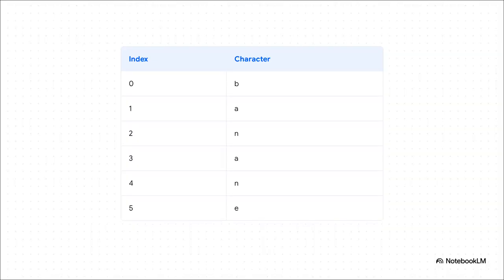And right here, this is probably the most important rule you need to know about strings. Take a look at those numbers on the mailboxes. See something kind of weird? Yeah, they don't start at 1. They start at 0. This is called zero-based indexing, and it's a huge deal in programming. The first letter is at index 0, the second is at index 1, and so on.